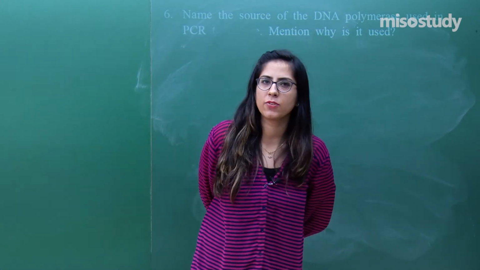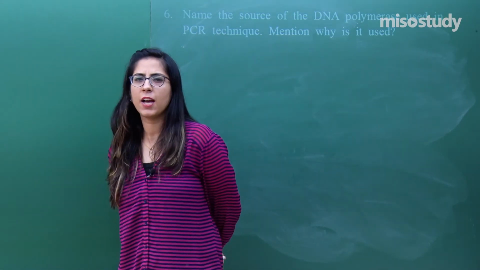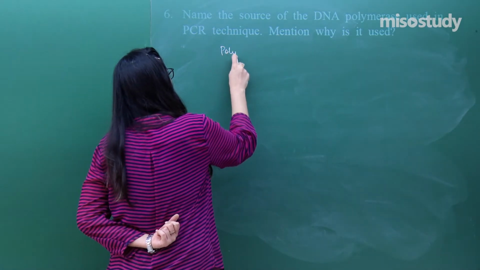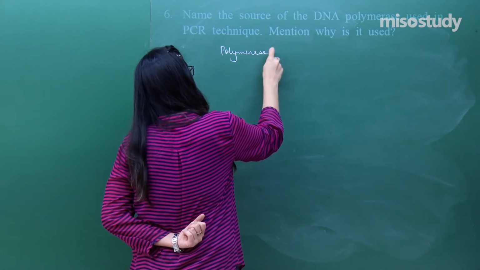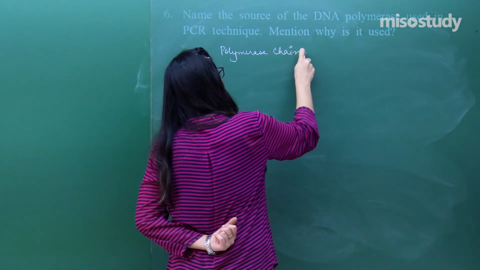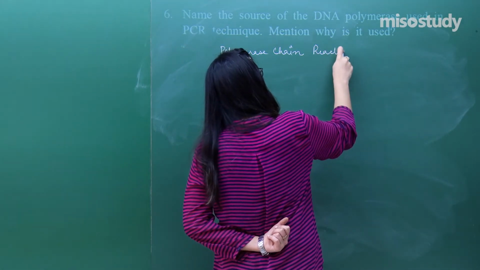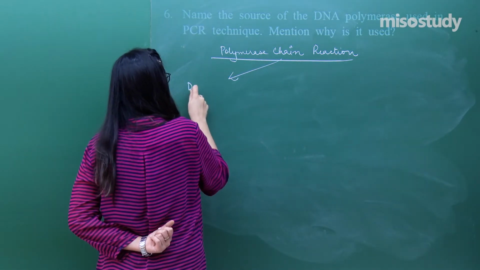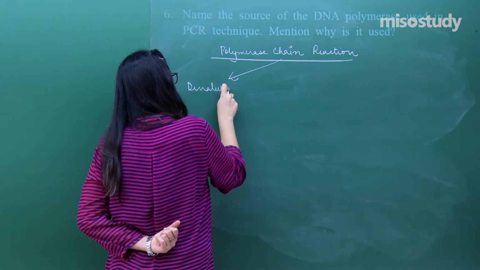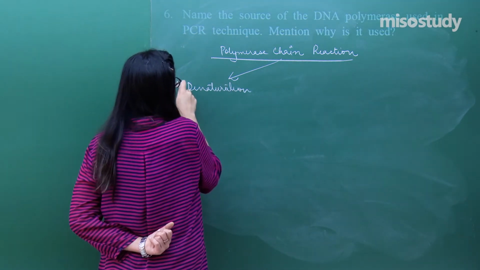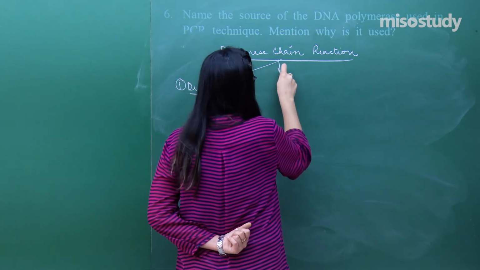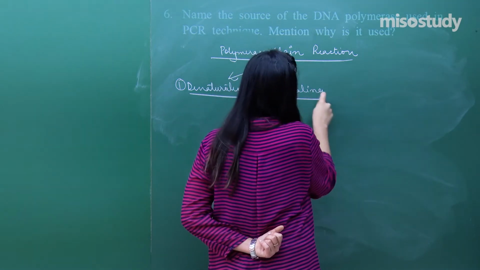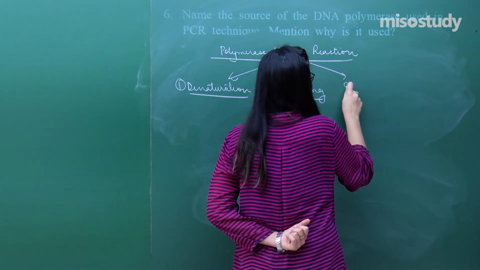PCR is what? Polymerase chain reaction, and polymerase chain reaction has 3 steps. One is called denaturation, that is the first step. Second is called annealing, and the third one is called extension.